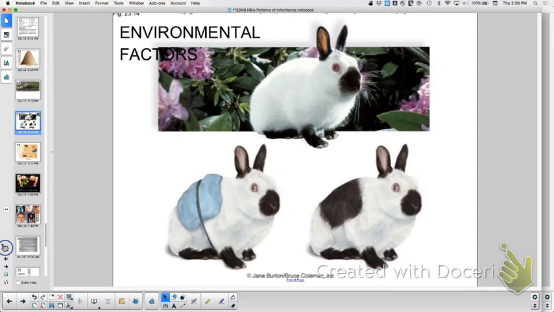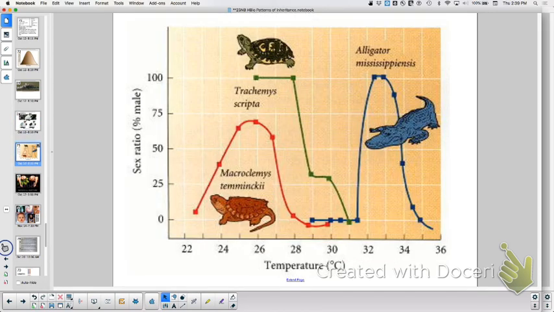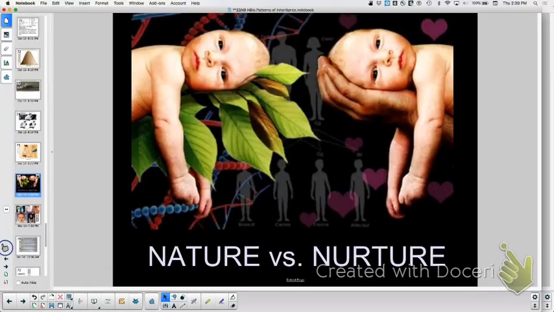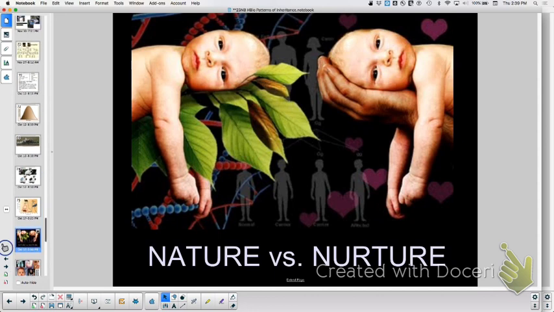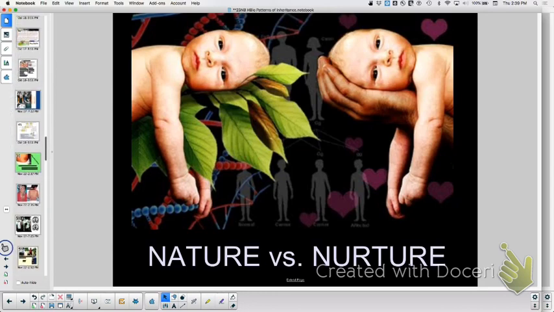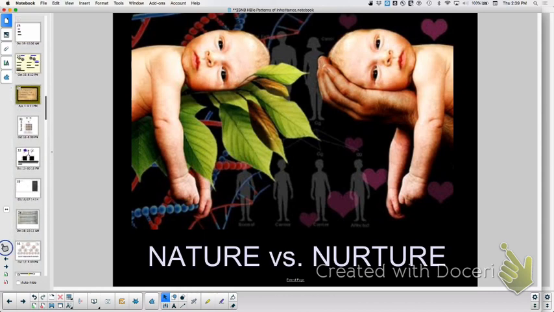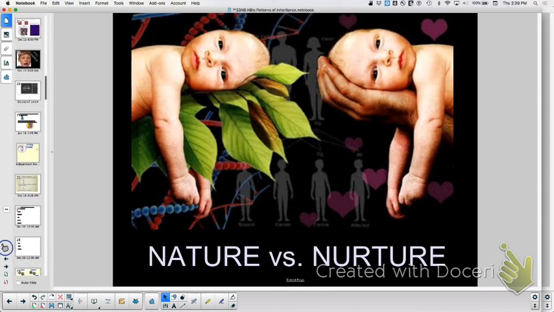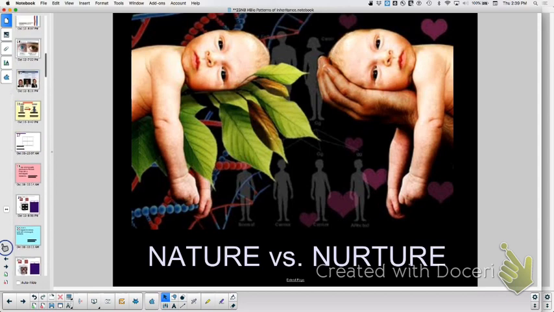The same thing has to do with alligator babies or reptile babies, where often the temperature of the nest will determine the sex of the offspring. And that brings us back to nature versus nurture. How much of our phenotype is determined by what's in our genes, and how much of it is influenced by our environment? Okay, so those were the law of dominance and the exceptions to that law. Now, what was the second law that we discussed? Segregation. Yes, the law of segregation.